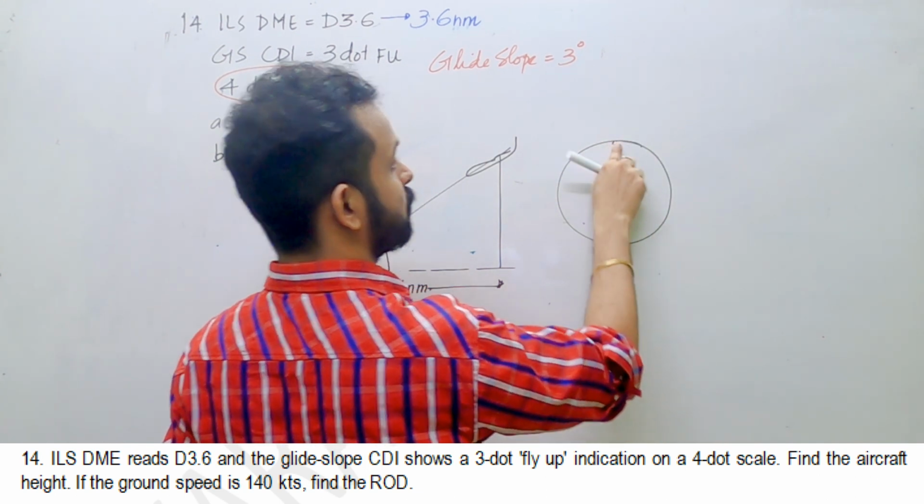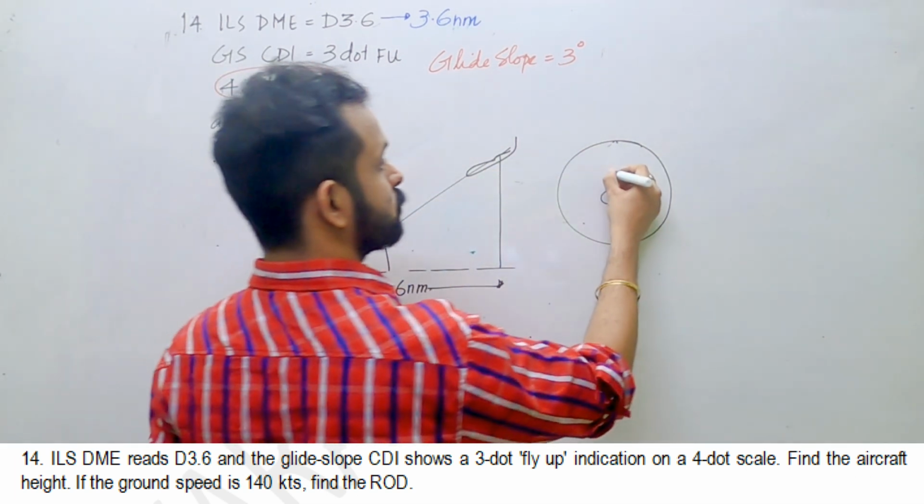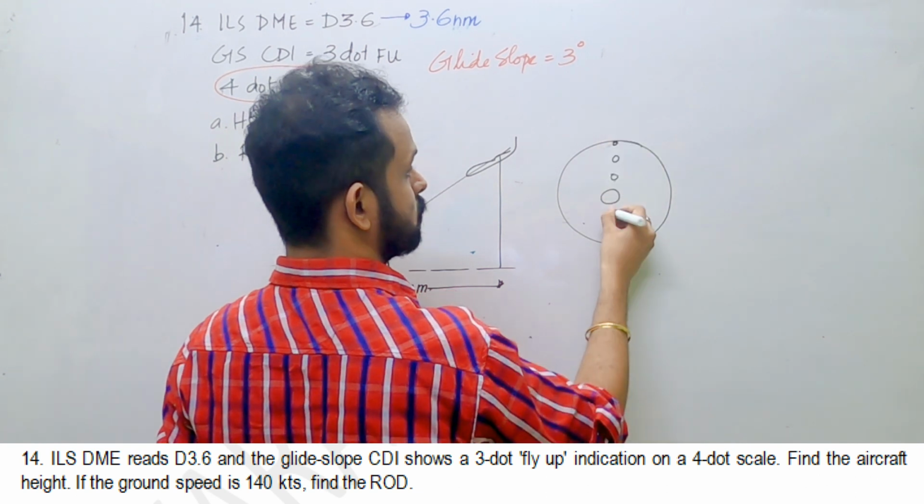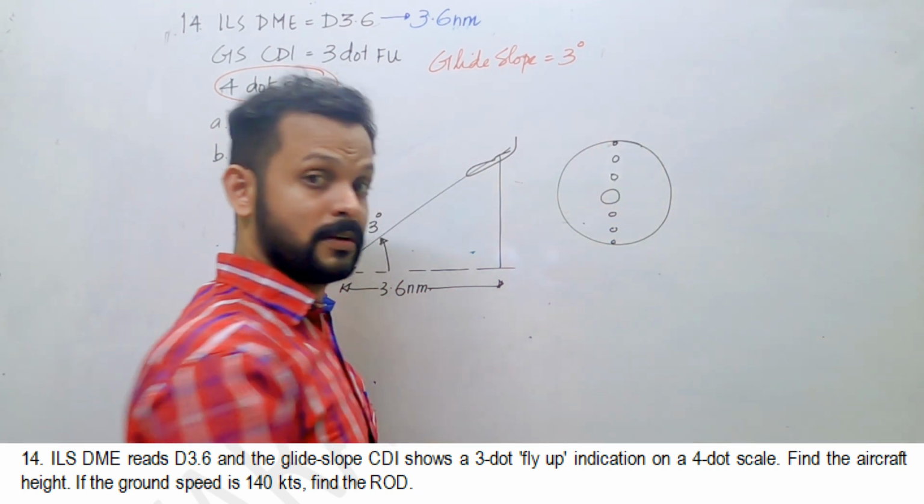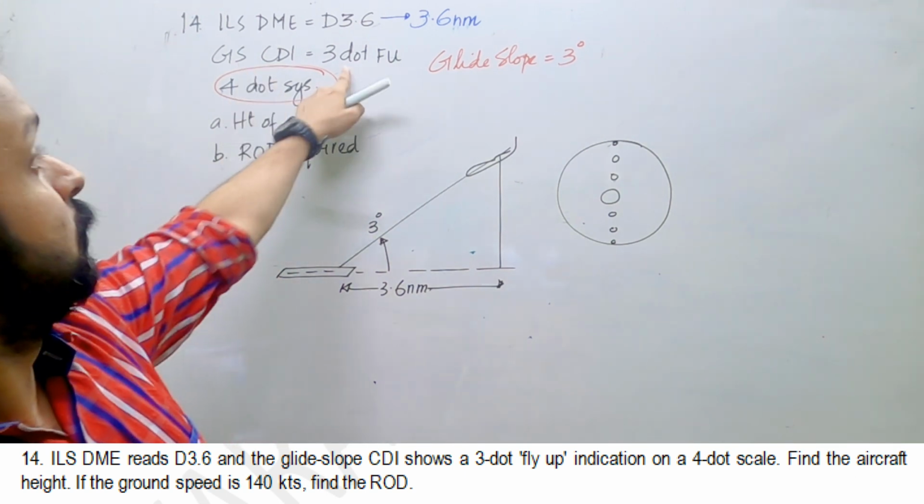So what system is it? What's the number of dots? It's a 4 dot system. This is the first dot, second, third, fourth. You see the difference here? It's a 4 dot system, not a 5 dot system. It is showing 3 dot fly up.